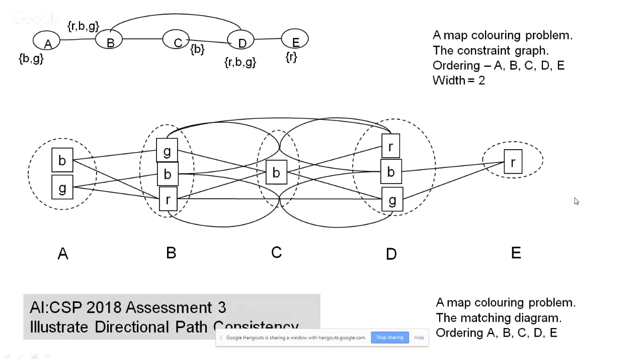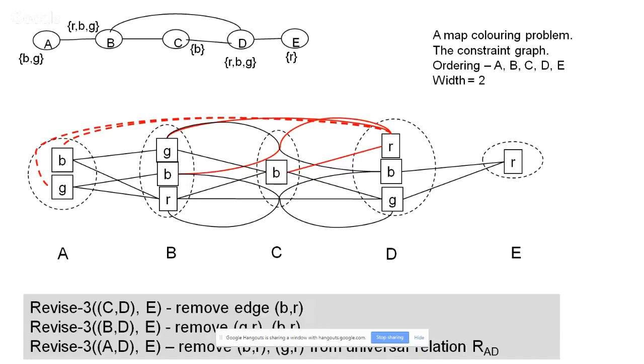Now remember that when you do directional path consistency, if you go back to the algorithm, you will see that you not only do revise 3, which is revising an edge with respect to a variable, but you also do revise, which is essentially R consistency. So you're doing both at the same time. So in this example, we do the following.